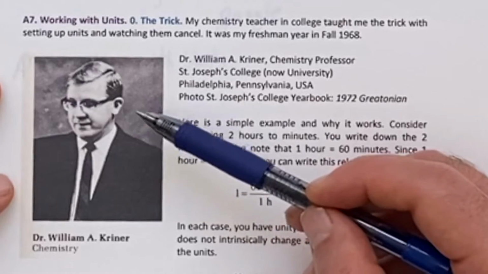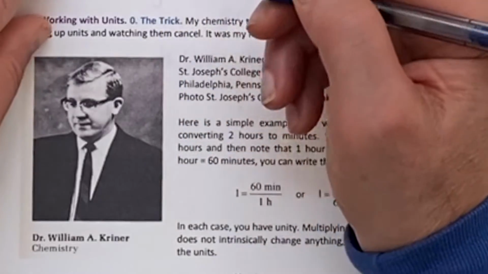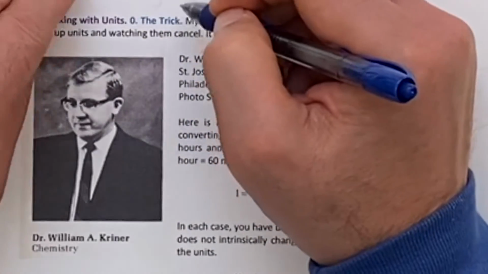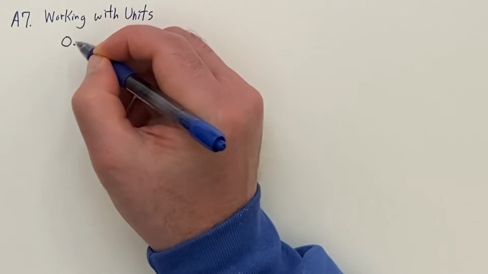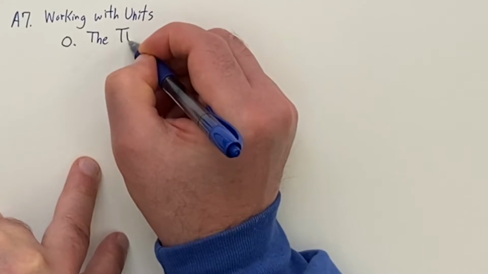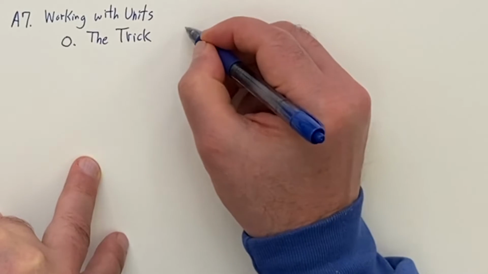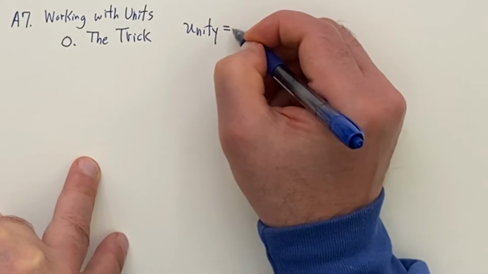And here, the first part is the trick. So let me show you the trick. We're going to divide this into like 4 sections. Section 0 is the trick. And the trick involves clever use of the concept of unity.